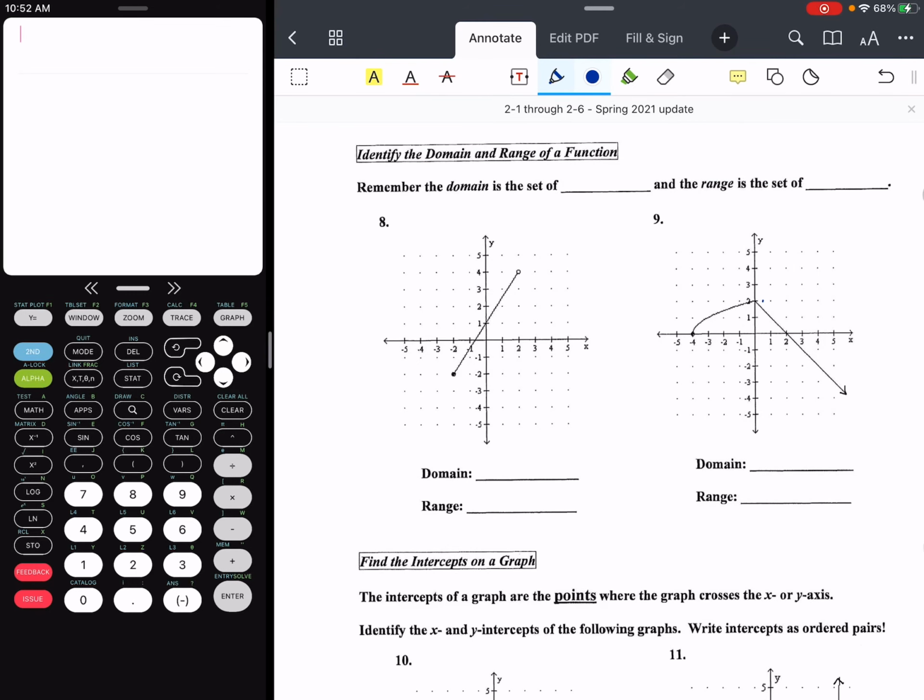Now we're revisiting domain and range. Remember that domain is the set of x values and range is the set of y values. So in graphs like 8 and 9, the new thing, the reason why we're revisiting domain and range here is these are what are called continuous graphs.